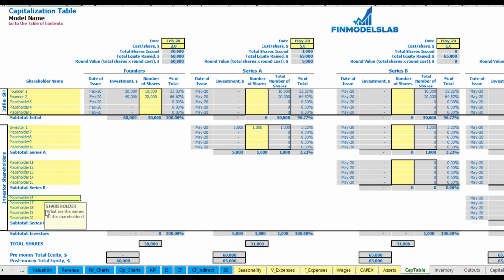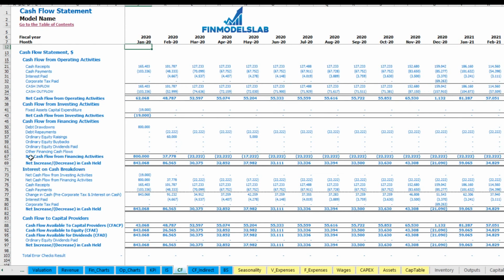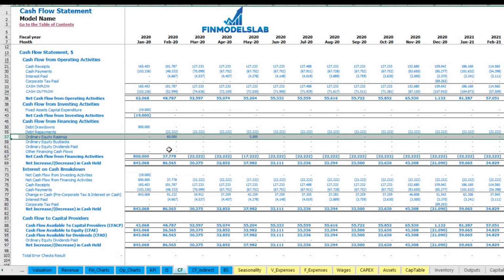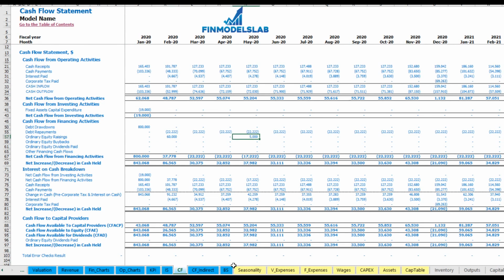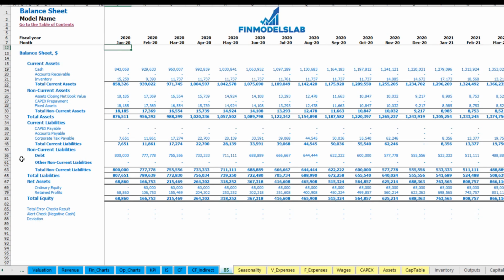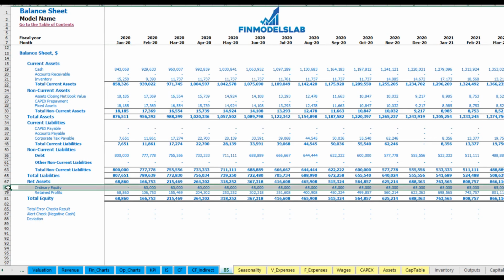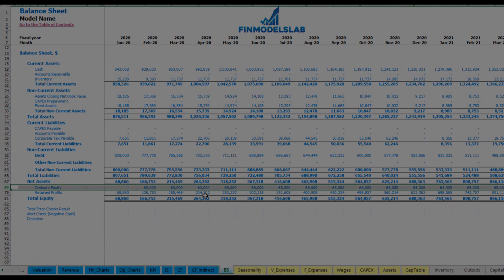You can also input some amounts for Series B and Series C. The same way you can set up the date, cost of share, and up to 5 investors with up to 5 placeholders for number of shares. The amounts of funding you may see in the cash flow, in the ordinary equity raisings, and you may see the balance sheet, which shows you the total equity by months.